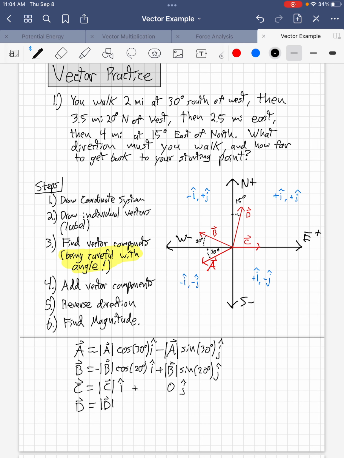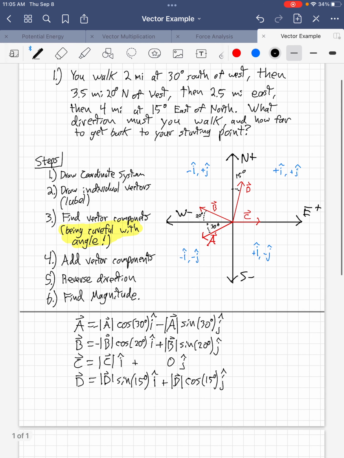So D is going to be magnitude D times the sine of 15 degrees is the i component. And as you can see here, the y component is now adjacent to the 15-degree angle. So it's going to be the magnitude of D times cosine of 15 degrees times j.